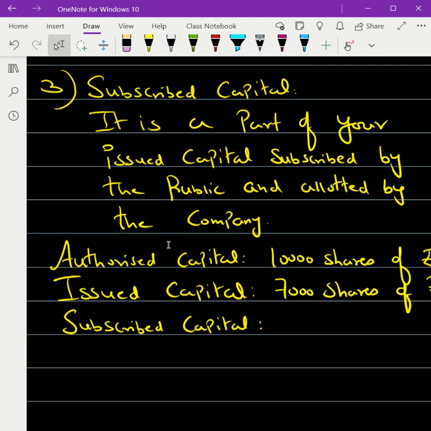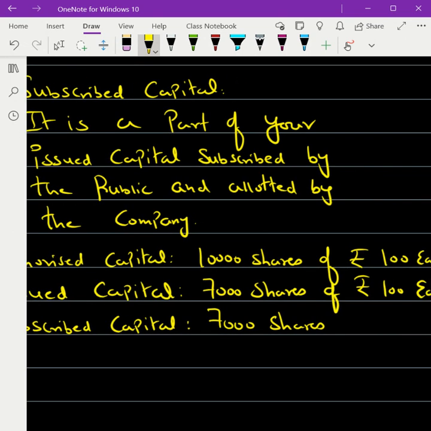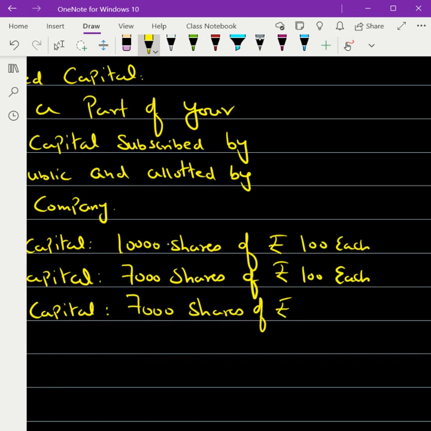So subscribed capital, as I said, your issued capital is a part of your authorized capital, and subscribed capital is a part of your issued capital, which is being subscribed by the public. So there comes the concept of equal subscription, over subscription or under subscription. Suppose the company has received subscription for all 7,000 shares of rupees 100 each. So what type of subscription is this?